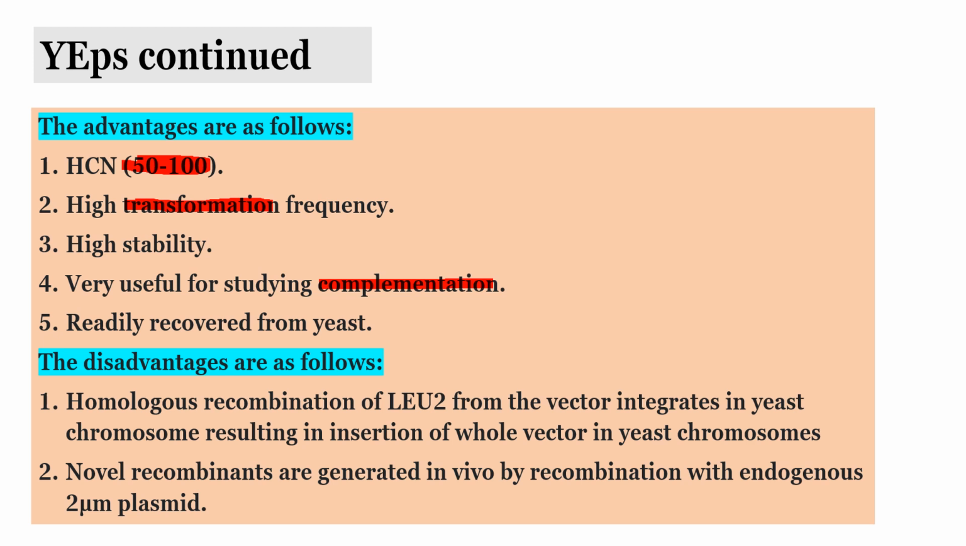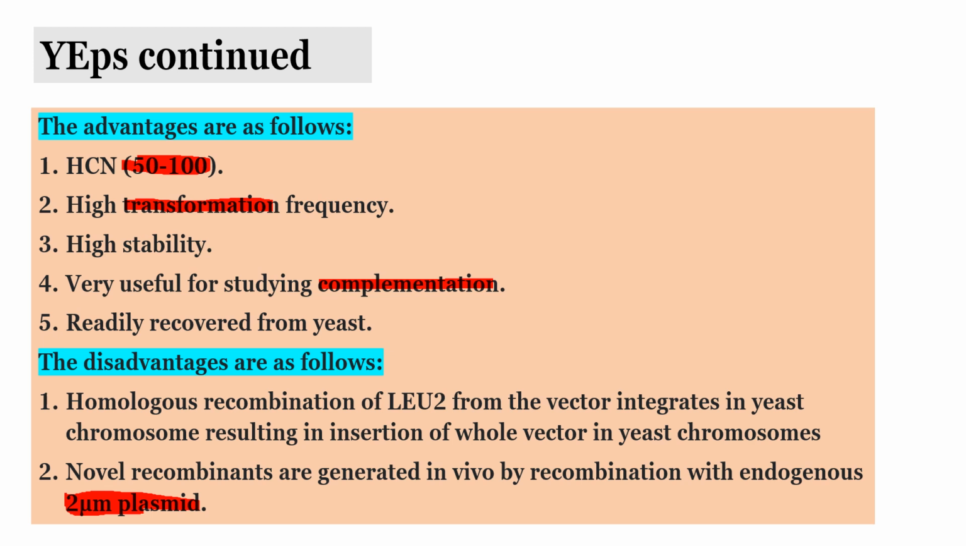Now, besides this, there are two main disadvantages. I will first discuss this one and then I will come to this one. Novel recombinants are generated in vivo by recombination with endogenous 2 micrometer plasmid. Now what do we mean by this? We know that yeast as a host contains 2 micrometer plasmid, the natural one, not our vector. So if we have auxotrophic mutant yeast as a host which already contains a 2 micrometer plasmid, and then it is transformed with our YEP vector, then what will happen? The YEP vector will have recombination with the 2 micrometer plasmid and some novel recombinants would be generated. Actually, this is something which we don't require.